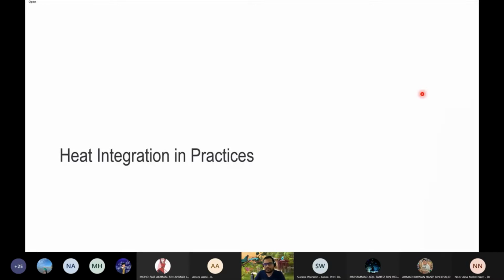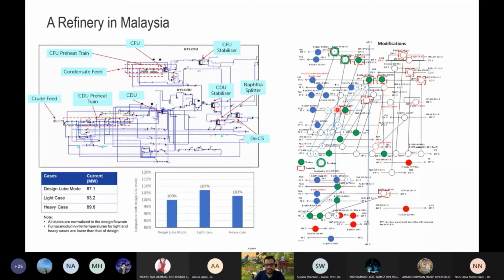So, heat integration in practice. This was my recent project. We have a refinery in Malaysia, with a CDU, crude distillation unit, and also a CFU, condensate fractionation unit. The CDU and CFU are connected by one stream. Typically, from the tank, the crude oil is pumped through a series of heat exchangers, and then it goes to the furnace, and then to the CDU.